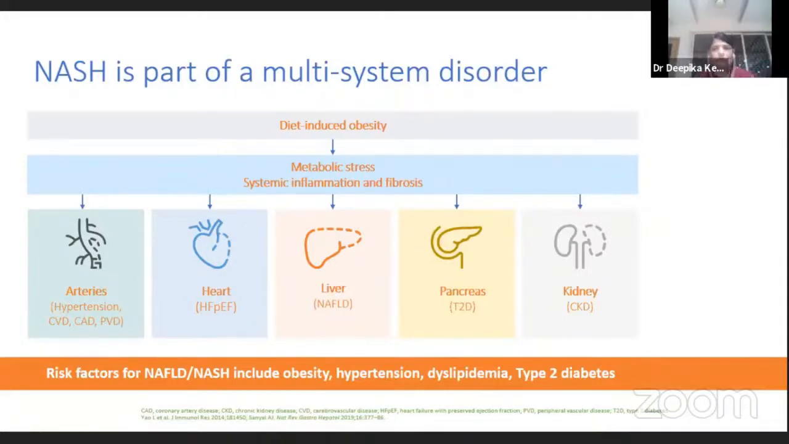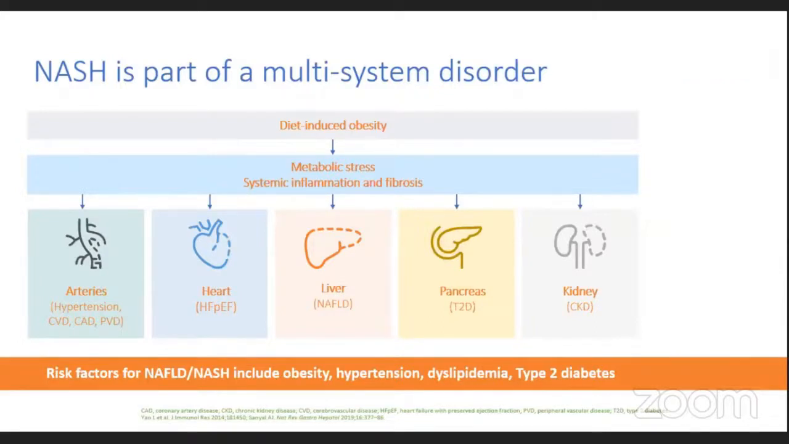various end organ diseases, such as vascular, in the form of hypertension, cerebrovascular disease, coronary artery disease, peripheral vascular disease, heart failure with preserved ejection fraction, type 2 diabetes, and chronic kidney disease, and NASH, of course, is the hepatic manifestation of this condition. We recognize many of these comorbidities as risk factors for fatty liver disease. Of course, these are all competing threats to life, and the leading outcomes in a patient who has one or more of these end organ diseases are cardiovascular, CKD, cancer, and liver disease.